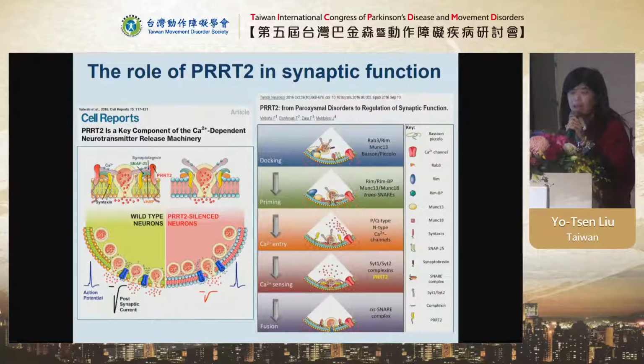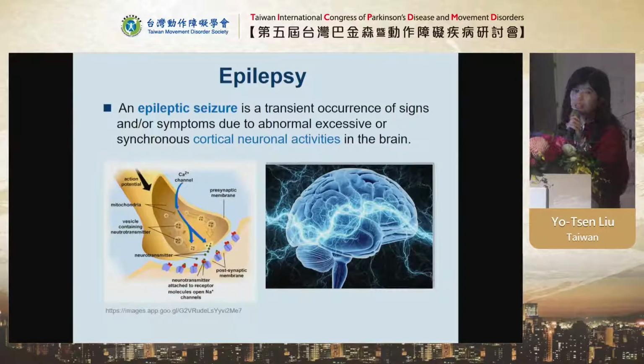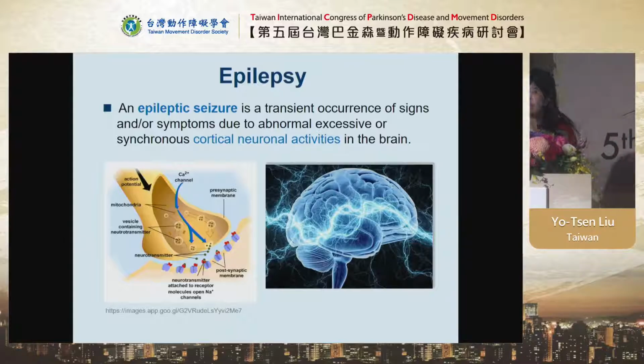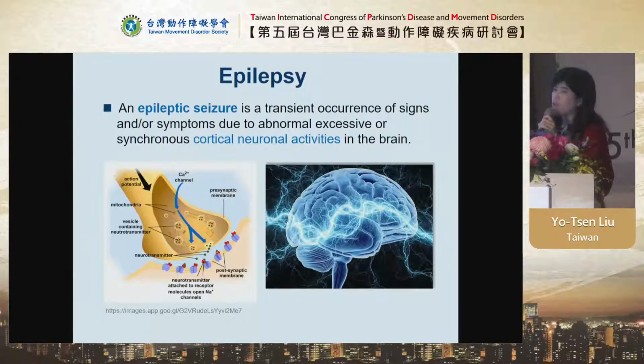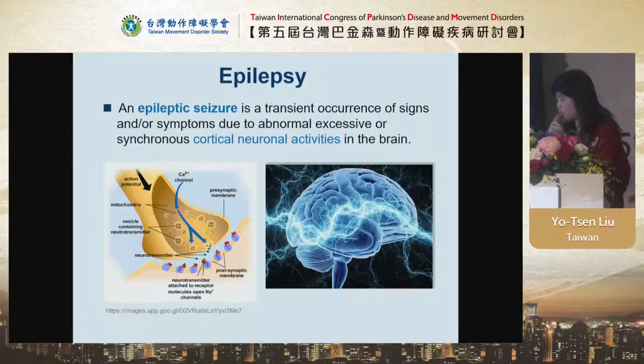So now we know that PRRT2 is a key molecule involved in the neurotransmission machinery. It interacts with many other molecules to facilitate synaptic transmission. I think many people in the audience have already come up with the idea. Synaptic dysfunction is very important for the occurrence of an epileptic seizure. The seizure is due to an imbalance between excitation and inhibition. Hyperexcitation and loss of inhibition will cause the occurrence of an epileptic seizure.